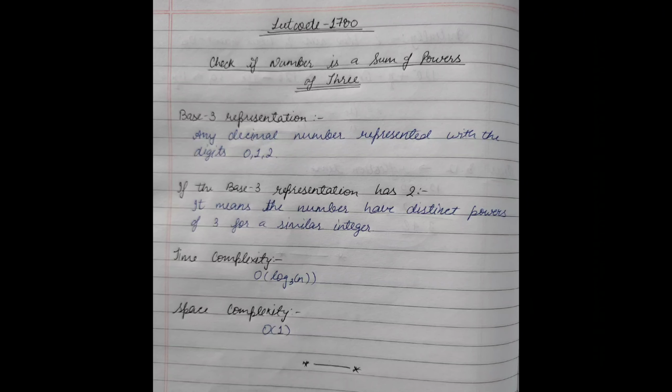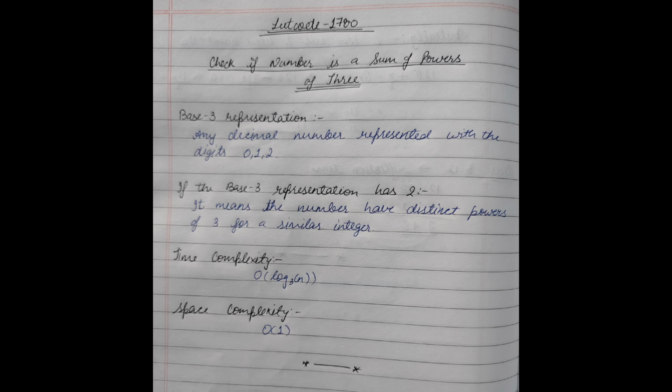So we have to check if the base 3 representation, or ternary representation, of that number has the digit 2 in it, and then we will return false. And if it has only the digits 0 and 1, we will return true.